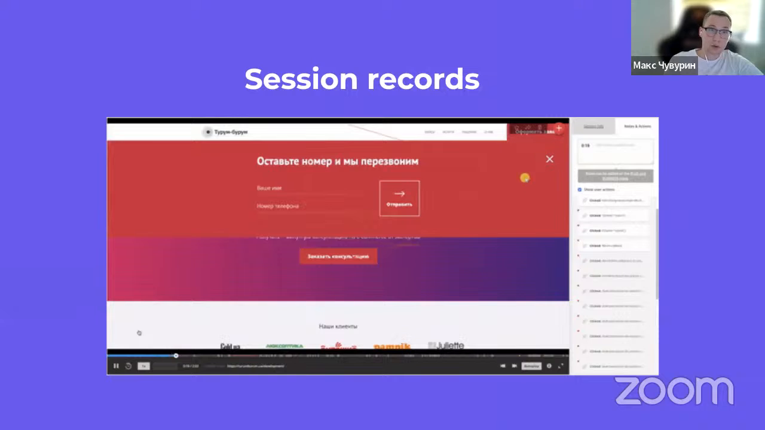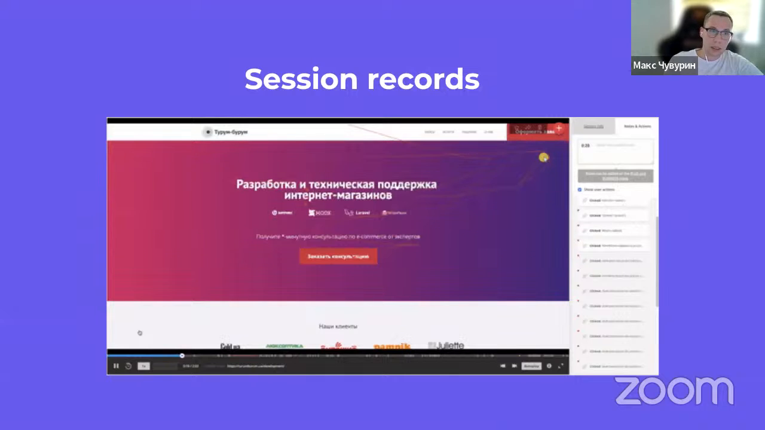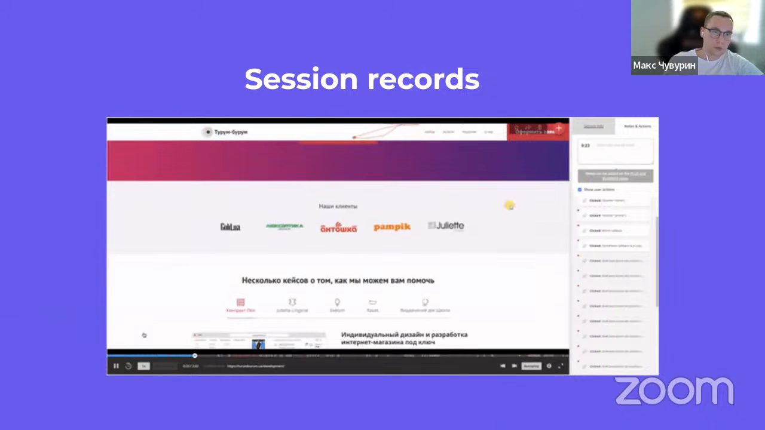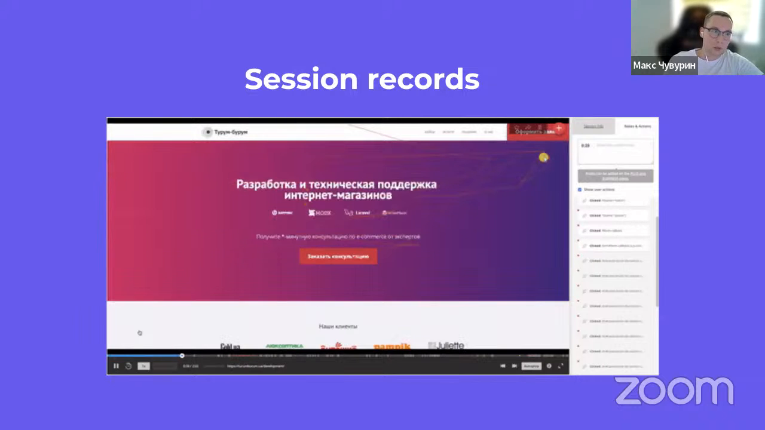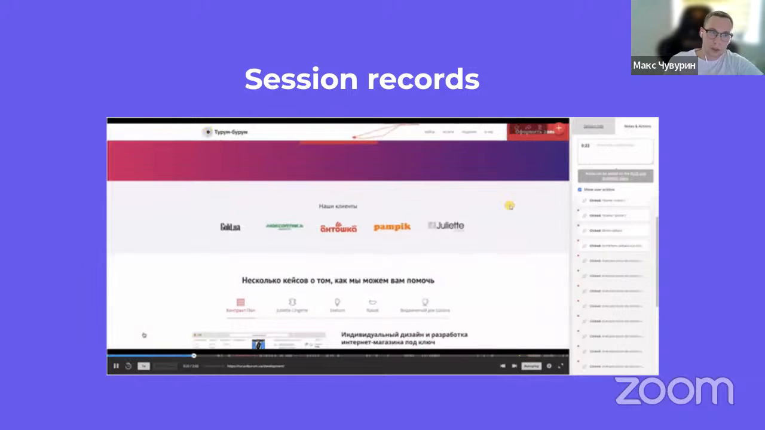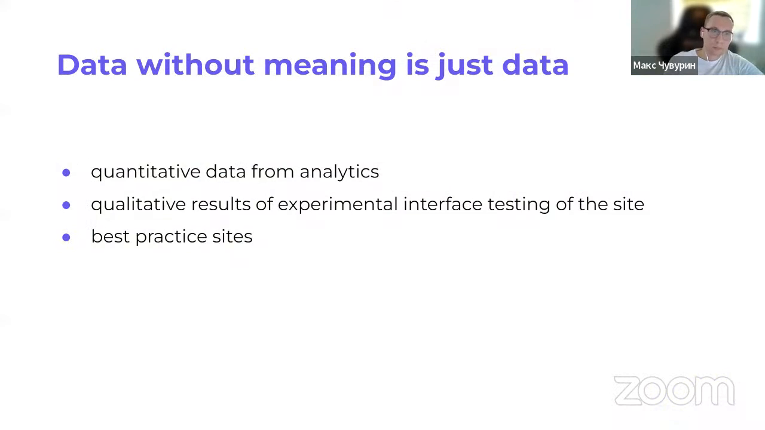And session records. Well, they show how the user interacts with your website, what they pay attention to, and where they go next. So you can watch the whole session of a user by using this tool. Well, let's sum up this part.